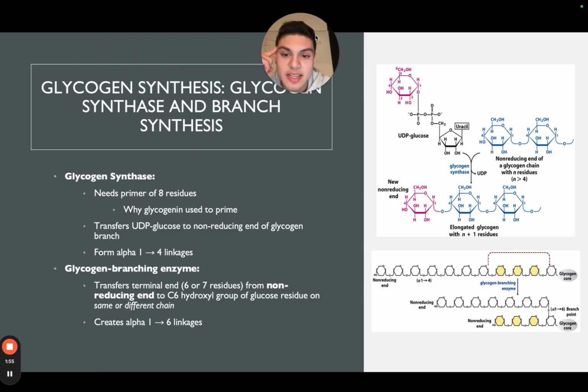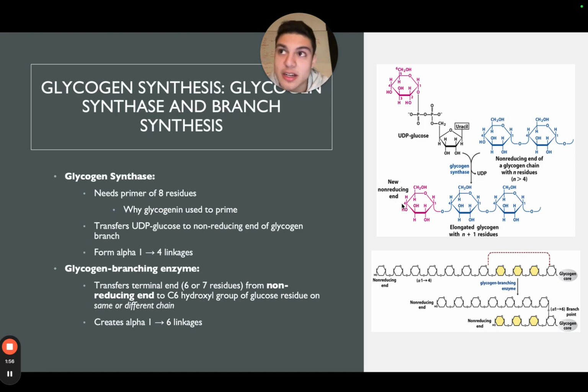So glycogen synthase and branching enzyme, these are the 2 enzymes that allow us to form our glycogen polymers. So glycogen synthase needs primers. And so this is the reason why glycogen synthase doesn't react right away. It needs a primer of 8 residues before it can actually work. So that's why we use glycogenin to prime and use the chain extending activity. So it transfers UDP glucose to non-reducing ends of glycogen branches. So here, as you can see, this is a new non-reducing end.